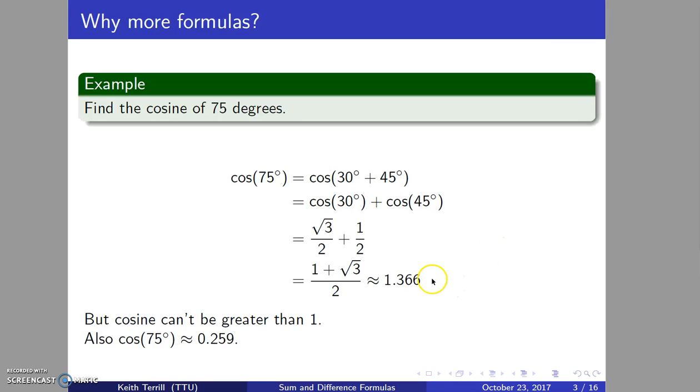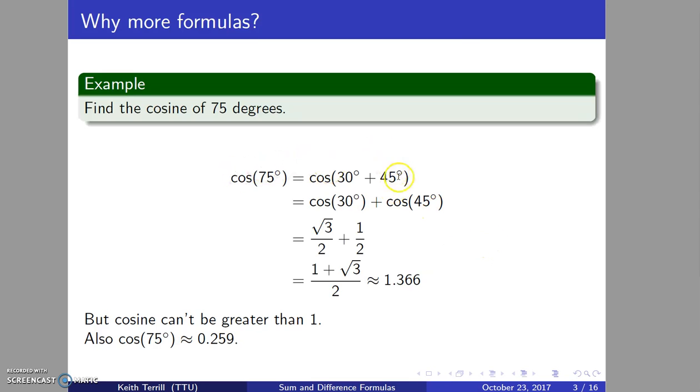Well, there it is, right? I found it. So I guess I don't need more formulas. Or so I would say until I stop to consider that cosine can't be greater than 1, right? Cosine can't be less than -1, can't be greater than 1. So whatever this is can't be right. Specifically, if I evaluate the cosine of 75 on a calculator, I find it's about 0.259. So this is entirely wrong.